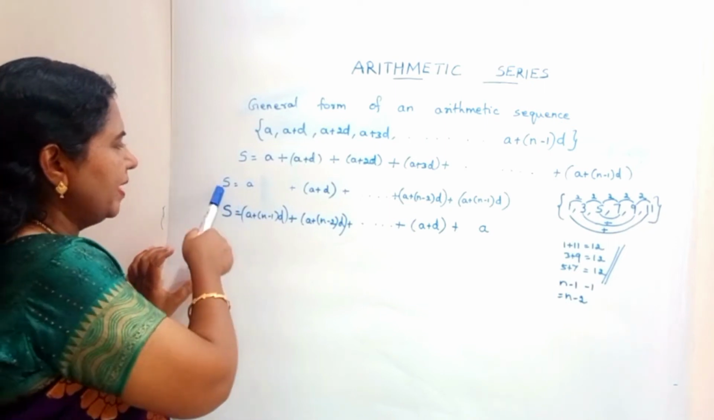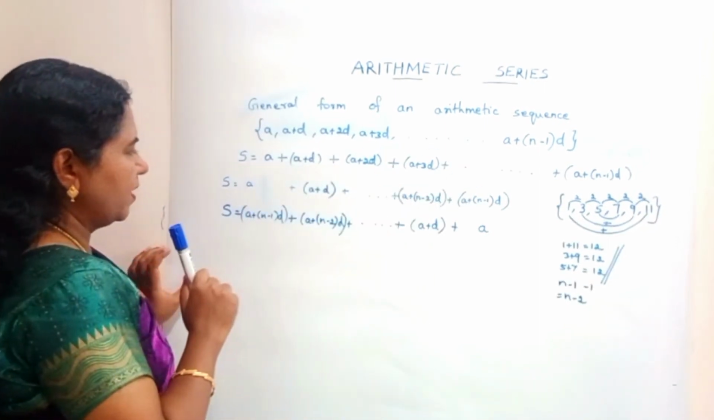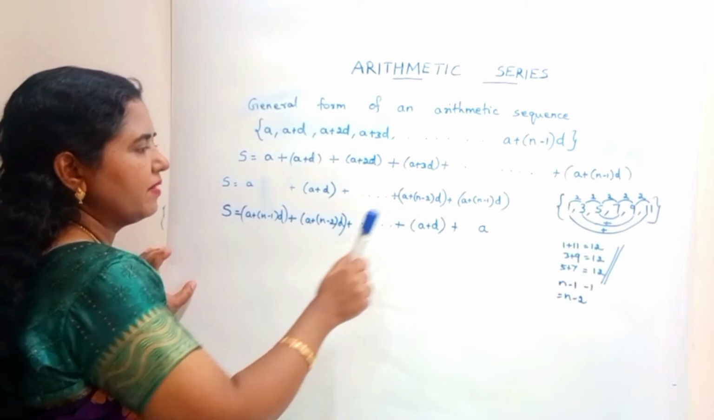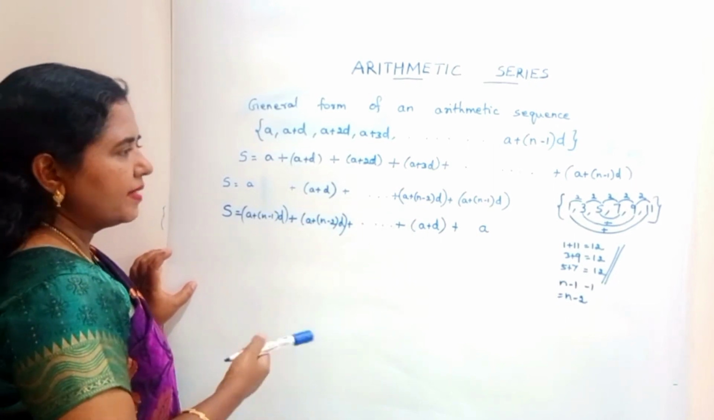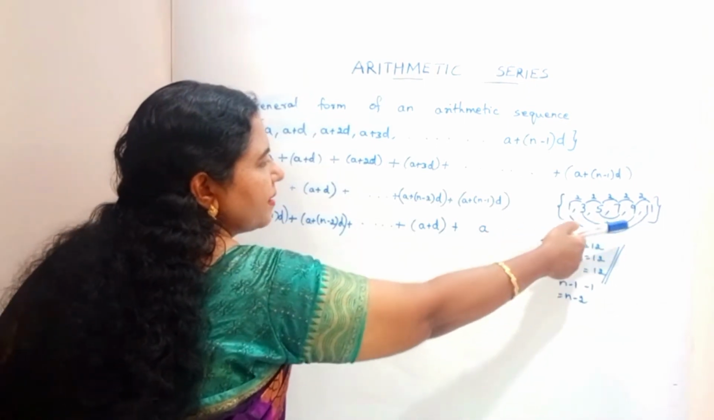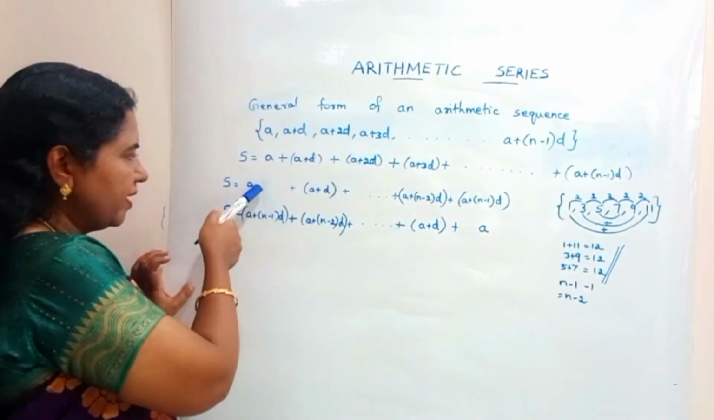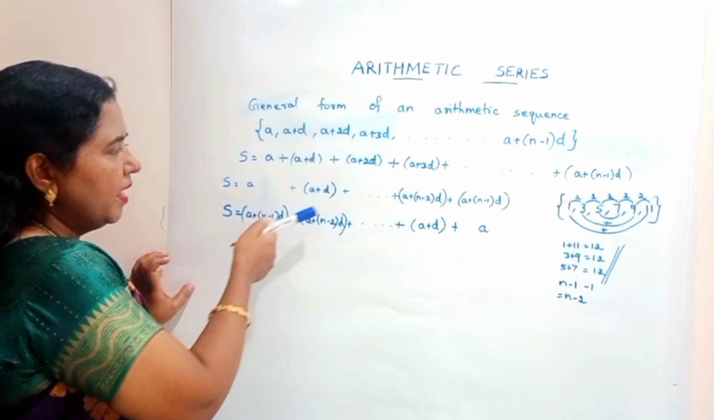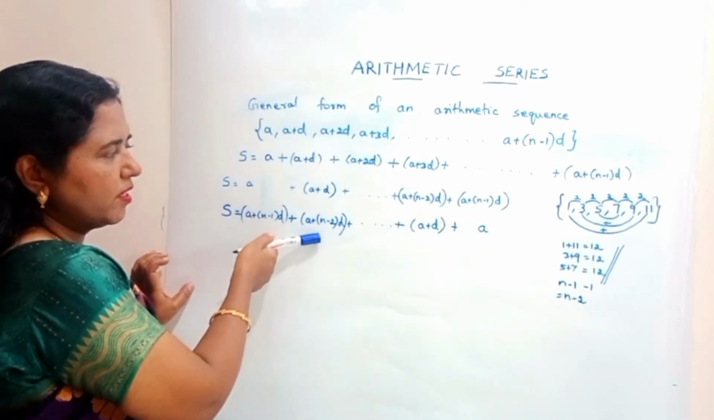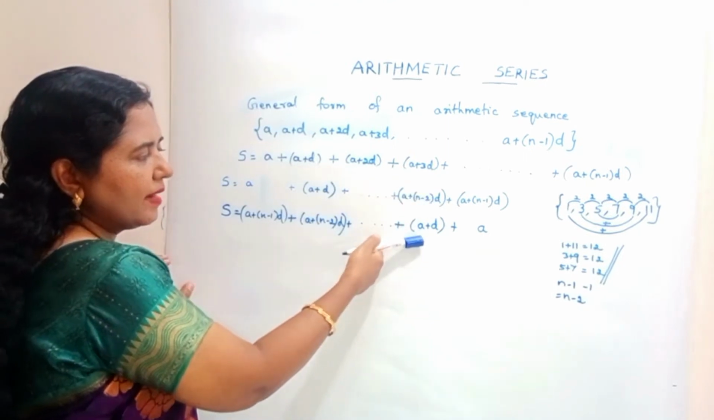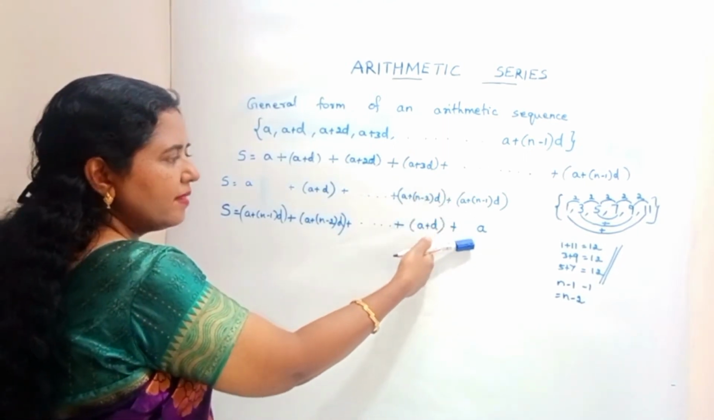Okay, so here it is s is equal to, we are having one equation. Here again we are having the same equation in different form. Now the next thing is we have to add the first and the last term. So here it is the first term, here it is the last term. Here it is the second term, here it is the last before term. So we have to add these two terms, and similarly here we have to add these two terms, and here we have to add these two terms.